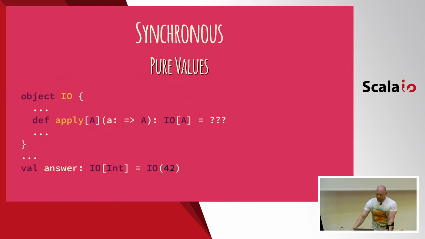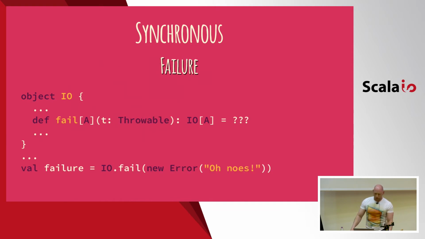Pure values. If you want to take a pure value and lift it up into an I/O program, you call this apply, which is otherwise known as point or pure. Don't use this for effects, by the way. This is only for pure values, lifting pure values up into I/O programs. If you want to create a program that represents failure, you use the fail primitive. And you provide an exception, and that program represents a description of a program that fails immediately with the specified exception.